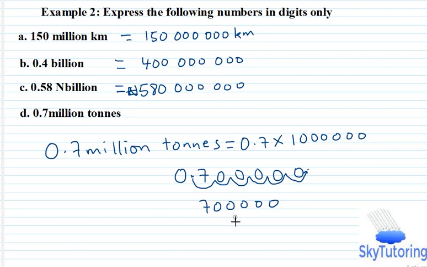Splitting this in threes, you can clearly see that this is 700,000. So that will be 700,000 tons. So this is how we deal with large numbers. In our next video, we'll be looking at small numbers, and see you around.